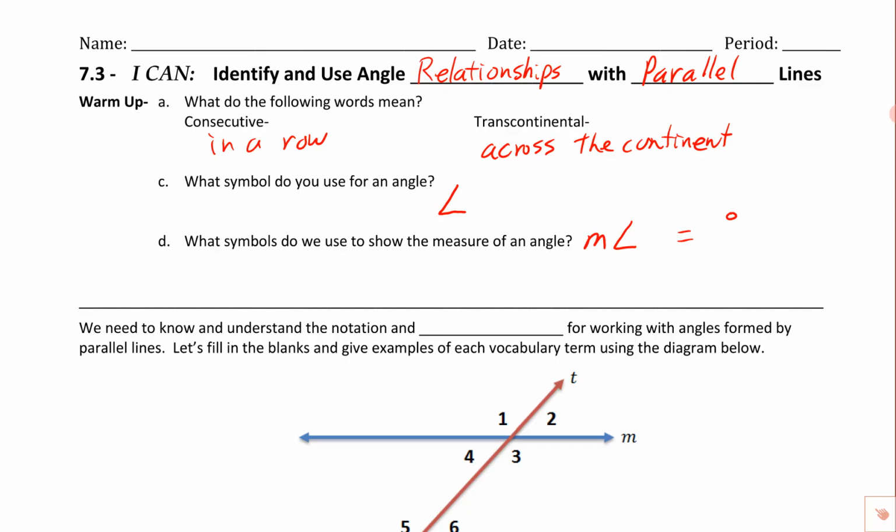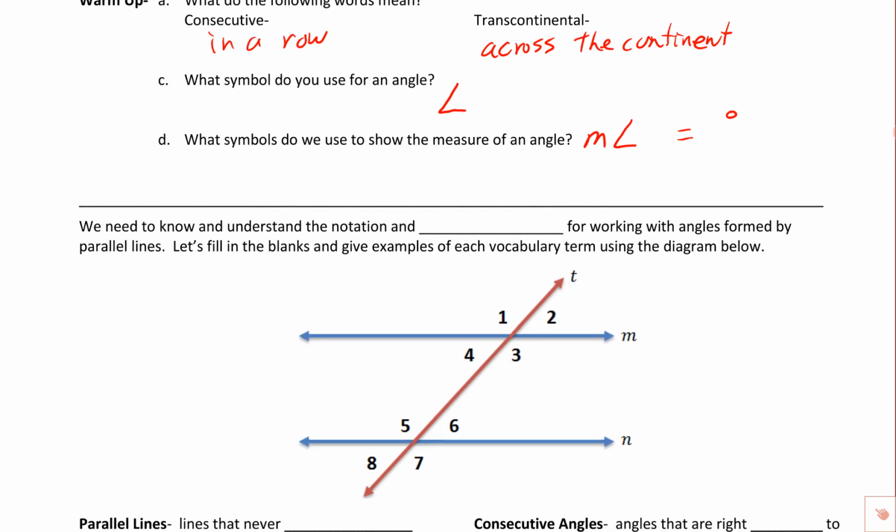Okay, we need to know and understand the vocabulary. Let's write vocabulary in here. That is not going to go away. Whole bunch of vocabulary today for working with angles with parallel lines. So we've got some parallel lines here, and we're going to fill in the blanks and give examples of each one of the vocabulary for the diagram below.